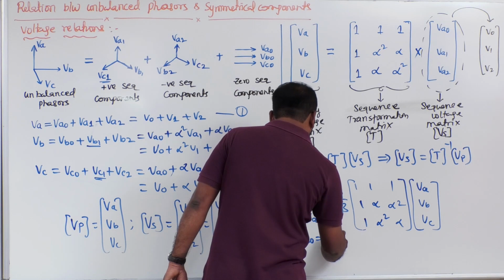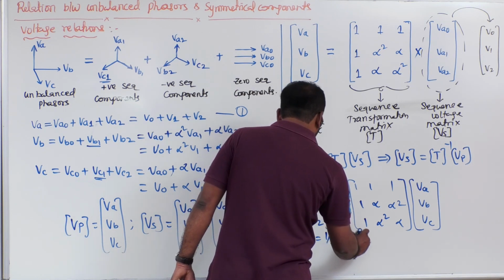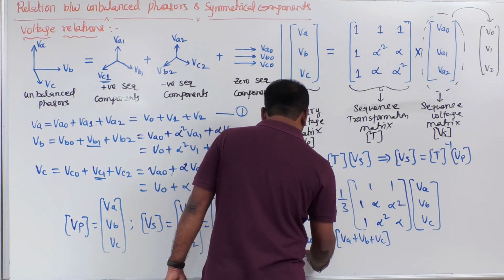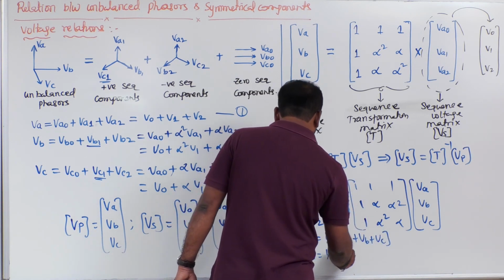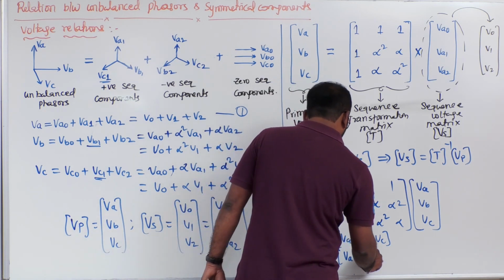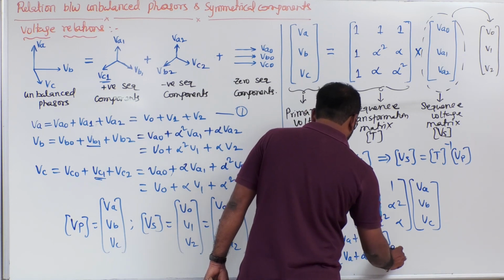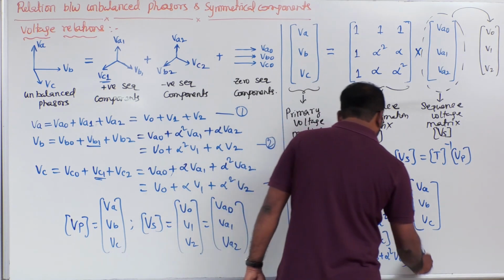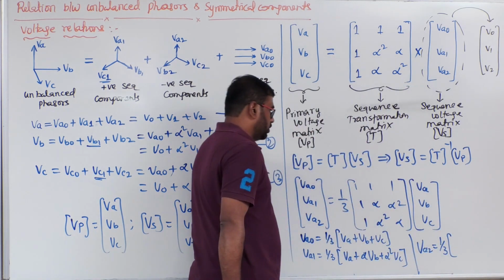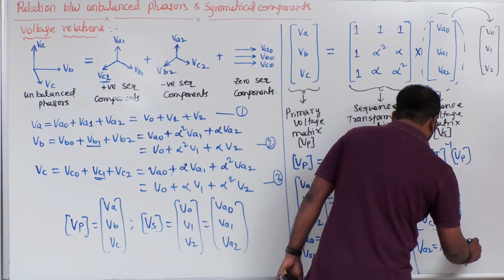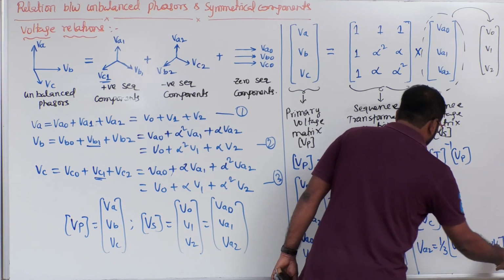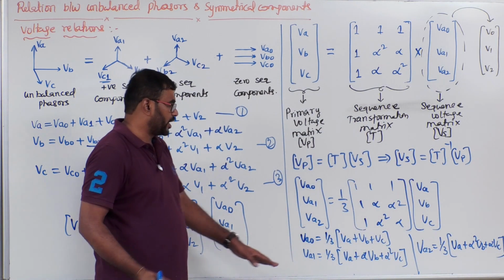VA0 is 1 by 3 times VA plus VB plus VC. Now what about VA1? 1 by 3 times VA plus alpha times VB plus alpha square times VC. Now what about VA2? 1 by 3 times VA plus alpha square VB plus alpha times VC. Clear, sir? These relations are very, very, very important.